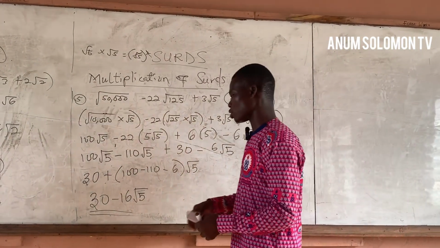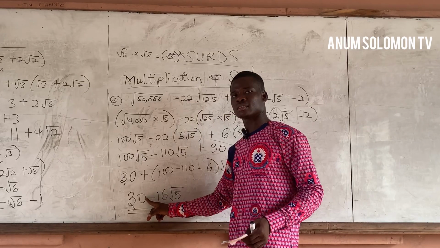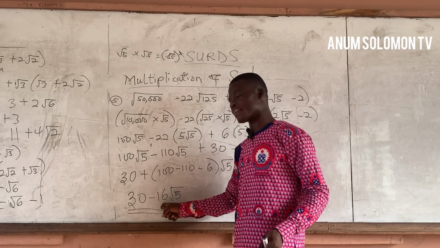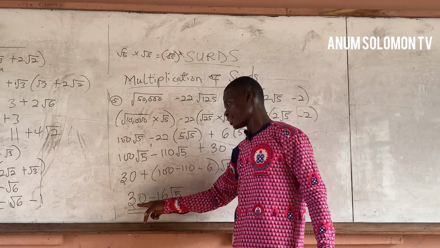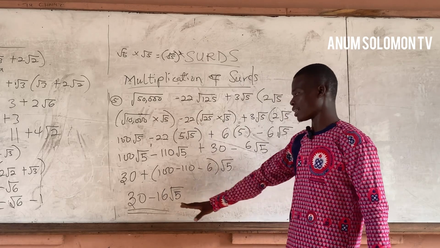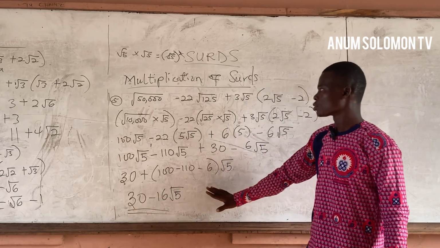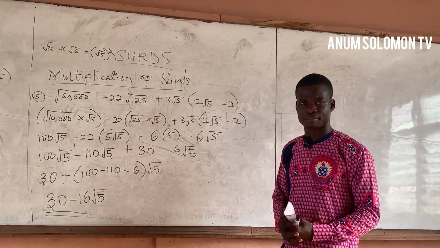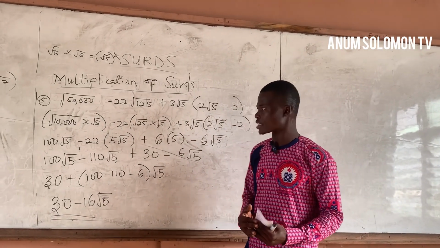You cannot add or subtract because there's no like term here. This is a constant number, and this serves as a coefficient. So you cannot subtract the 16 from 30. So the correct answer is 30 minus 16 root of 5. And this is how to solve this question.